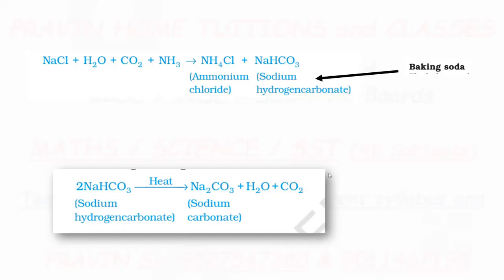Now, how is baking soda formed? When NaCl plus water plus carbon dioxide plus NH3, ammonia, react with each other, NH4Cl, ammonium chloride, and NaHCO3, sodium hydrogen carbonate, are formed. This sodium hydrogen carbonate, NaHCO3, is called baking soda.